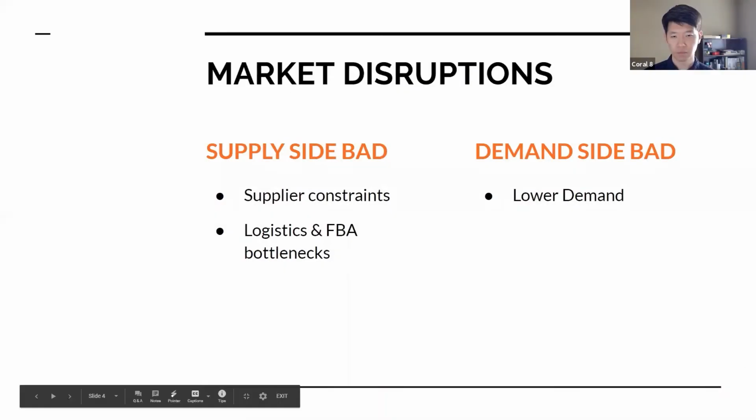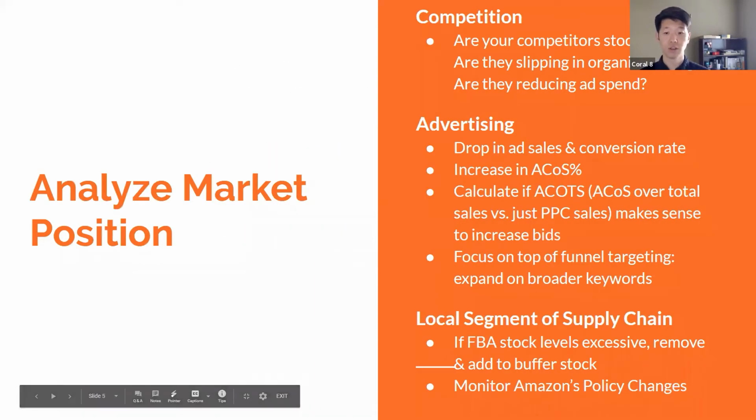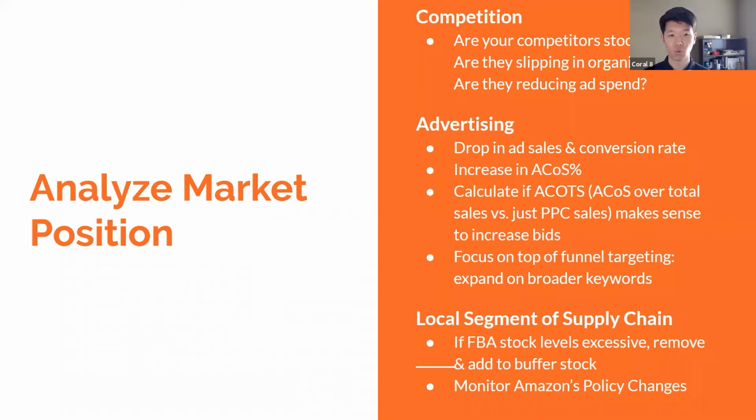Okay, so in that case, what you want to do is analyze your market position. You want to take stock of your niche and understand: are your competitors stocking out? Are they running out of stock? Are they running low on stock? Are you seeing signs that your competitors may be giving hints that they're running out of stock, for example, increasing their price? Maybe they had those green coupon badges on their listing before, and maybe they're gone.